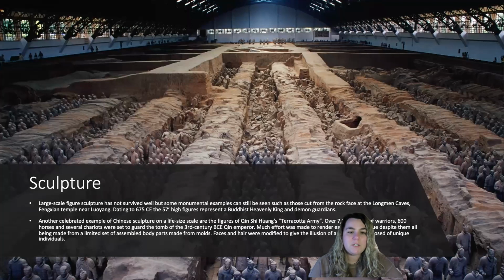All right, sculpture. Large scale figure sculpture has not survived, but we do have some monumental examples. You can see above me, we have the terracotta army. This is one of those examples that remains. Like I said, there is an episode where we go into depth on this, but it's believed to be 7,000 soldier figures. There's like 600 horses and several chariots, and all these things are life size. It is phenomenal, and it guards the tomb of the Qin emperor.